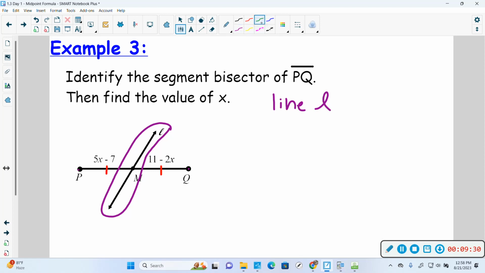Okay, next. Find the value of x. Okay, nice. We've got our congruent marks. So this time our left side equals the right side. All right, you guys are up. Do the algebra. Figure out what x is for me.